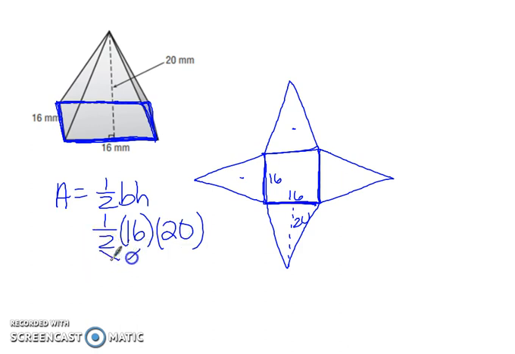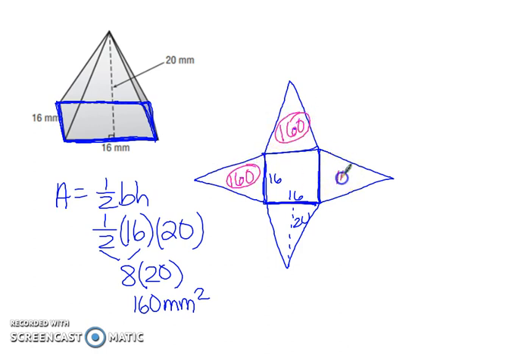Now we do half of 16, which is 8, and then 8 times 20. You can probably do that in your head. 8 times 2 is 16, and then add a 0. So that's millimeters squared because that's an area. So I'm going to switch colors here for a second, and I want you to put in every triangle 160. Okay. So we have everything except the base.